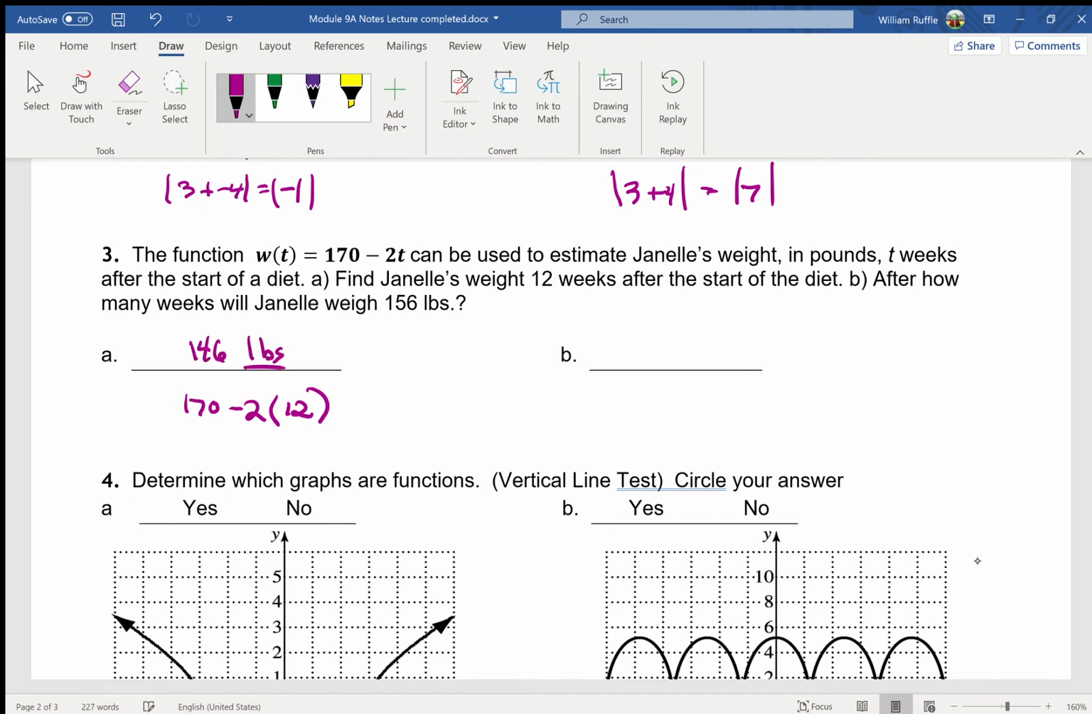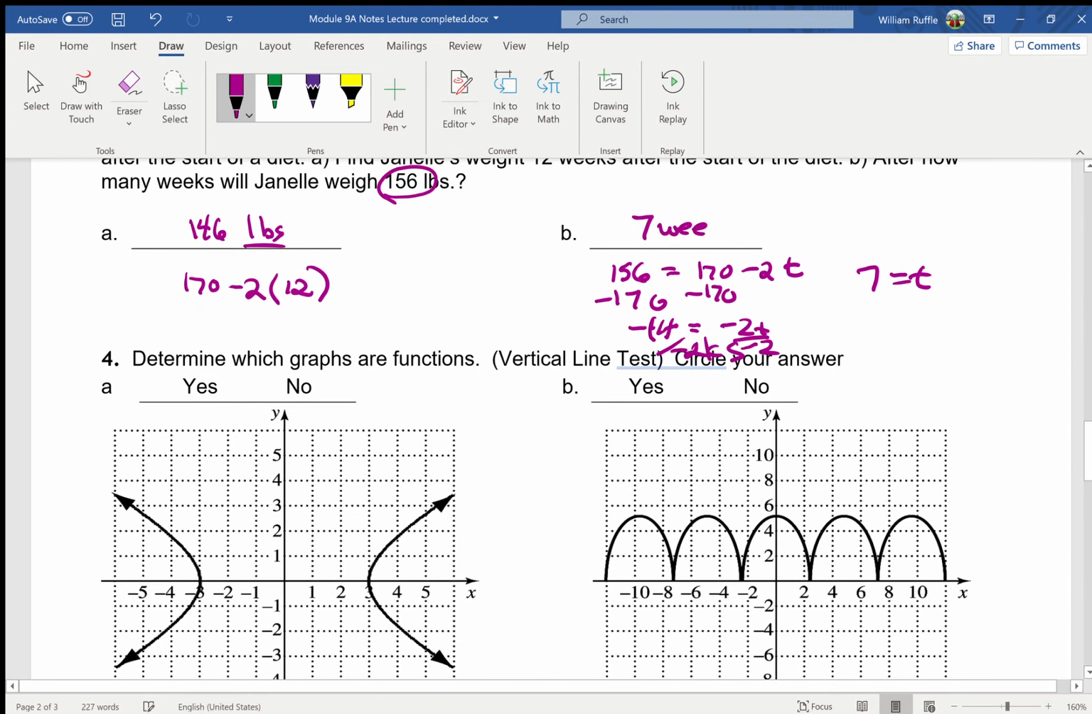Now, if I'm looking to find out when Janelle will weigh 156, that means I have to put in for the W of T. So it's 156 equals 170 minus 2T, because I have to find the time. I subtract 170 from each side. I get -14 equals -2T. Divide by -2. And I get 7 equals T, so this is 7 weeks. So after 7 weeks, she will weigh 156 pounds.